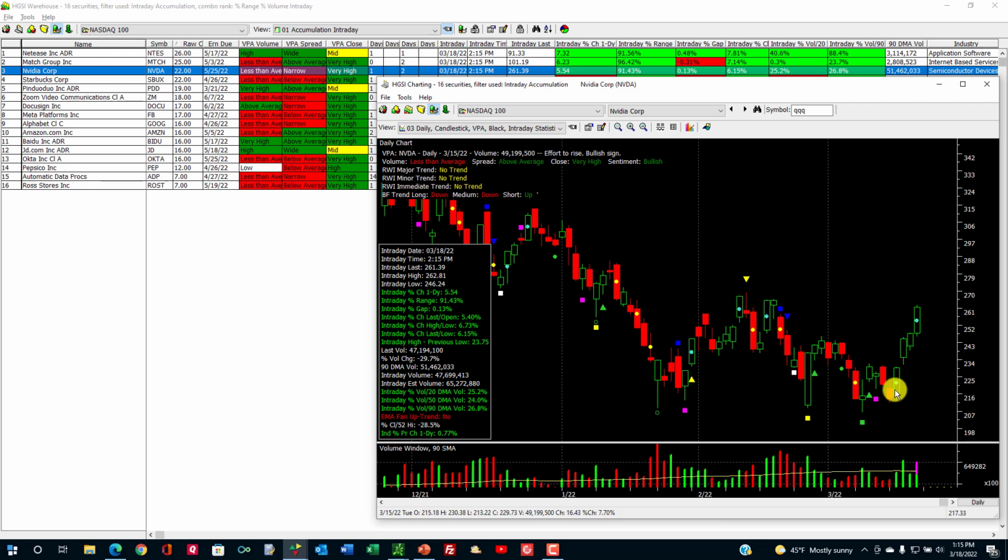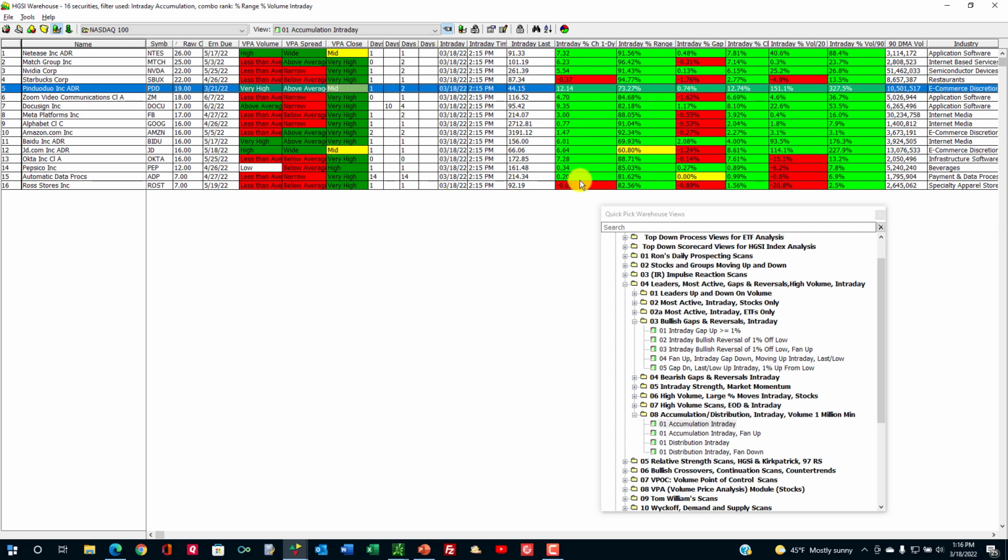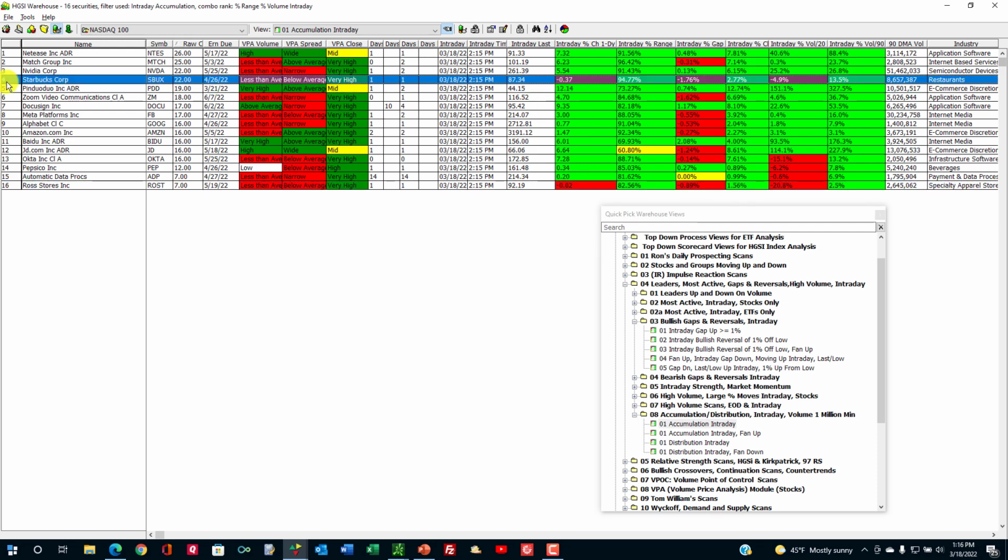Nvidia having another strong day, and Nvidia was under accumulation here. It went up, came back down, tested this area, and then there was an effort to rise the other day, and that would have been a wonderful time to get into Nvidia. I did not. That's my mistake, though. Anyway, these are under accumulation.